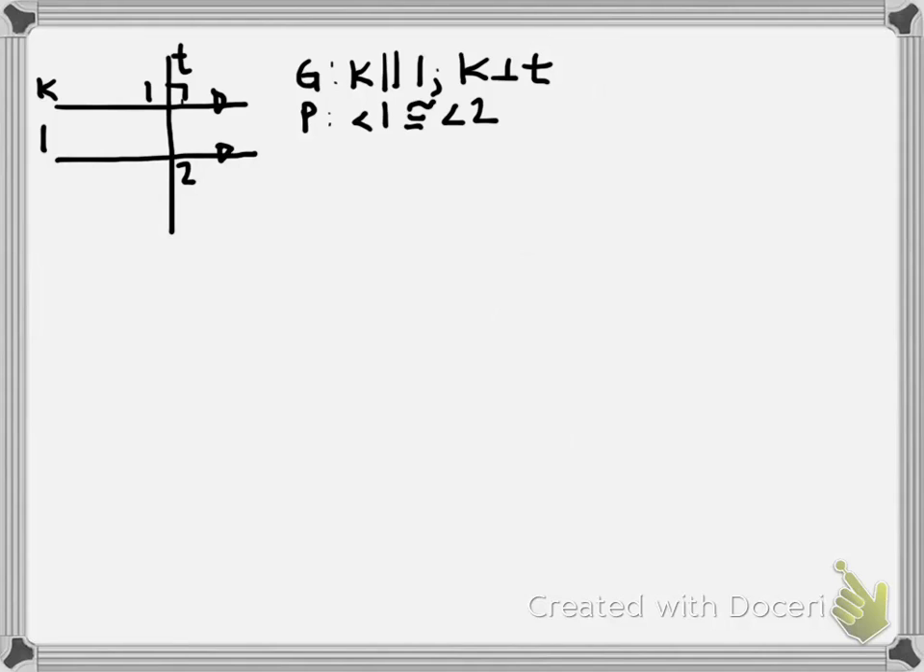We've got K is perpendicular to T, which forms right angles. So if it forms right angles, then that tells me that angle 1 is a right angle. I also know that I have parallel lines, but angles 1 and 2 aren't any of the angles that we're aware of. None of our theorems or postulates deal with angles that are beyond the parallel lines, so on the outsides of them, on the exterior, so to speak.